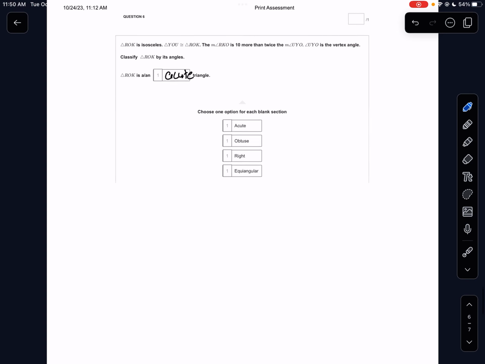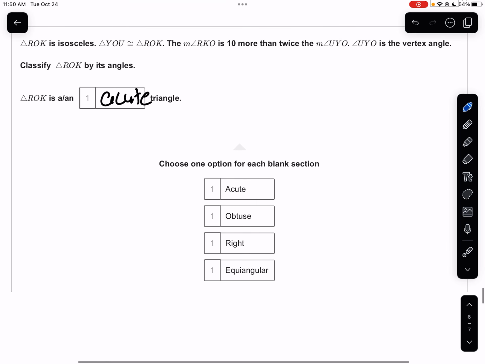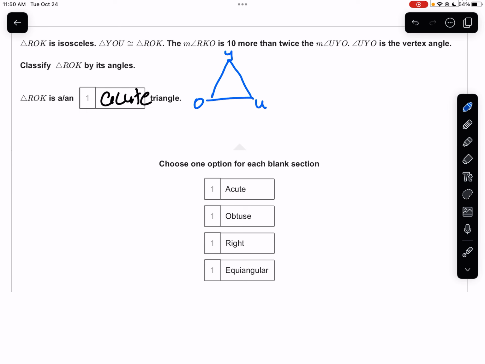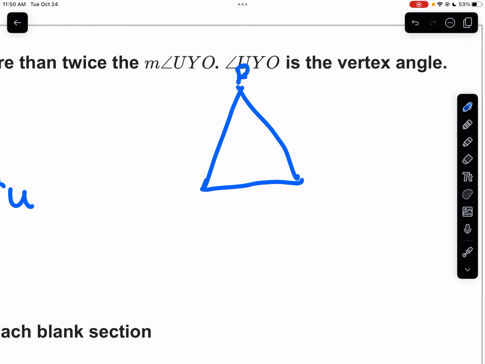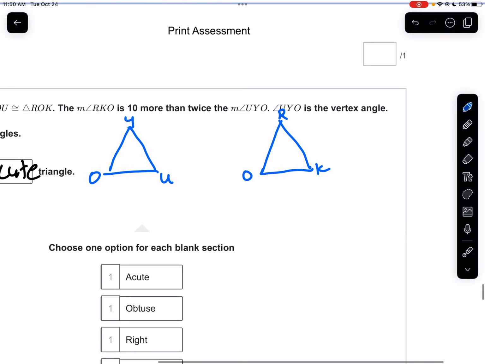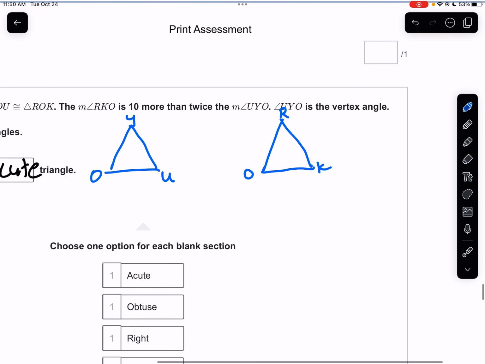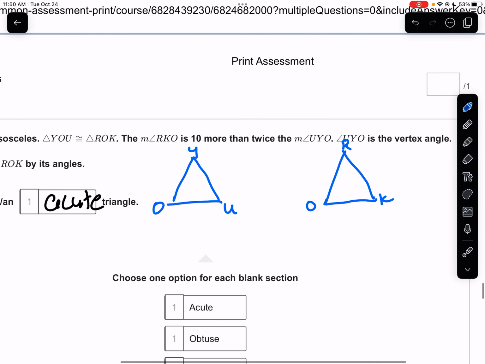All right, this is another one that's really tough. You have to pay attention to the names. So we know that triangle YOU, I'm going to go top, left, right, is congruent to ROK. And then if I go top, left, right on the first one, I want to go top, left, right on the second one. Now here, the next sentence is an algebra sentence.